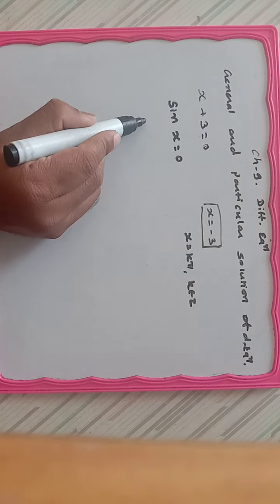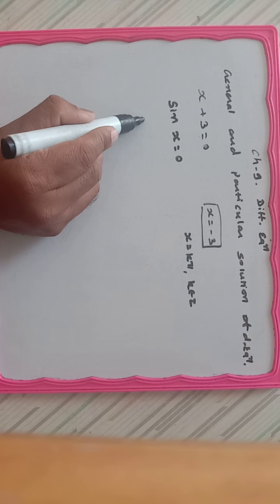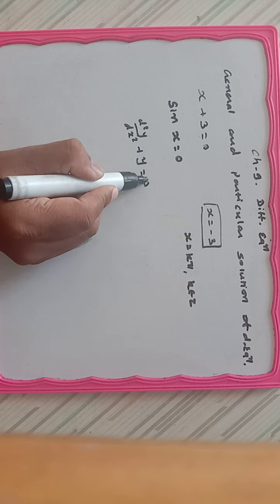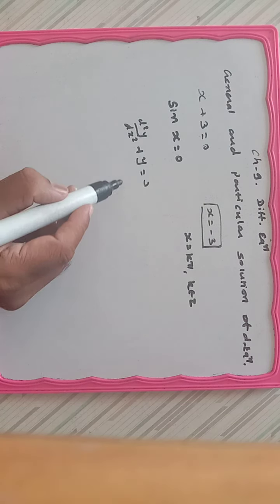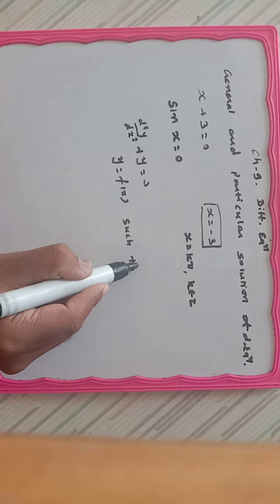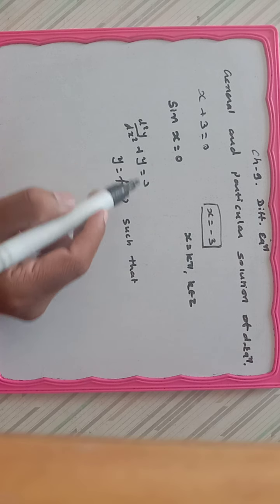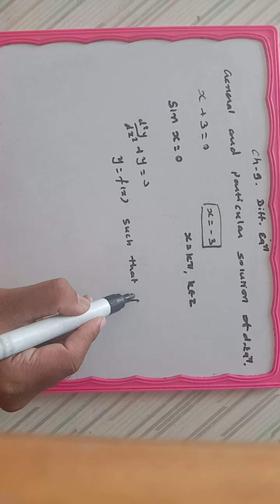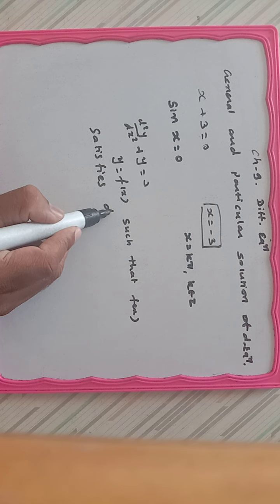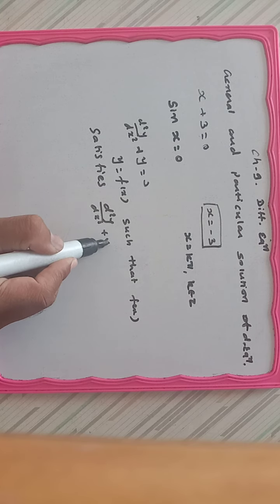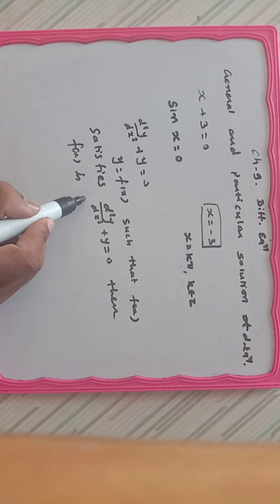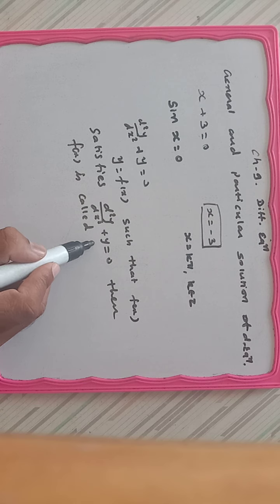In the same way, now we are studying differential equations. So we have the equation d square y by dx square plus y equals 0, which is a differential equation. Then we get a function y equals f of x such that this function satisfies the given equation. If f of x satisfies d square y by dx square plus y equals 0, then f of x is called the general solution.